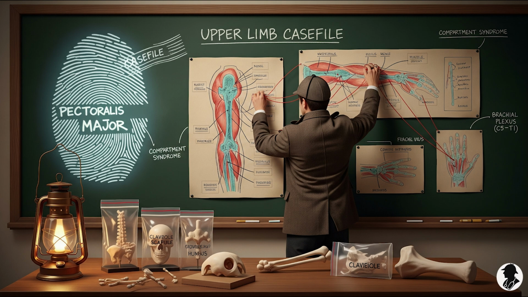This is swelling caused by a buildup of interstitial fluid because the lymphatic drainage is impaired. You often see this, unfortunately, after surgery where axillary lymph nodes have been removed, for example, during breast cancer treatment. The swelling is typically non-pitting, meaning if you press on it, it doesn't leave an indent. That makes sense. Okay, so we've covered the limb itself quite thoroughly.